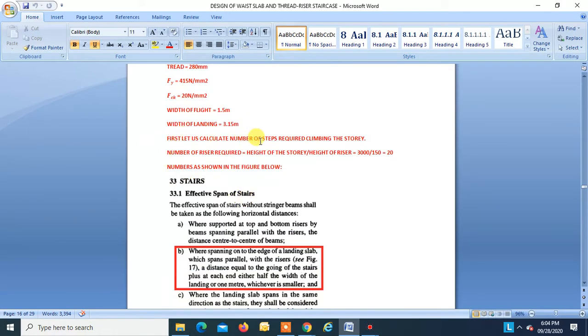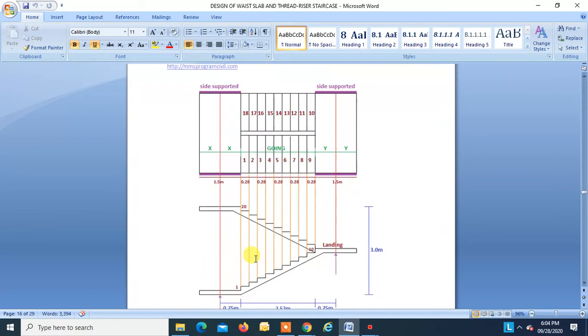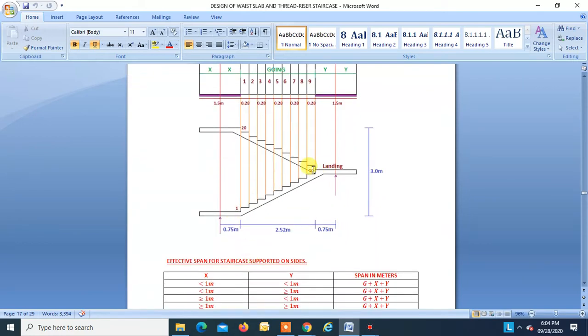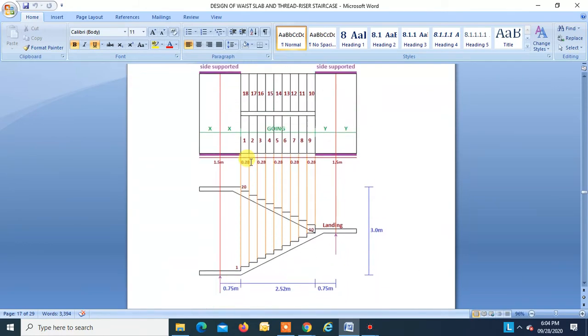Let us calculate the number of steps required for climbing the story. Okay, number of risers required is equal to height of the story, that is 3 meters, 3000, divided by height of riser 150. So this is equal to 20. We have to provide 20 risers. Okay, so this is first riser, this is 10th riser, this is 20th riser. We have provided 20 risers. So the number of treads will be equal to 18.